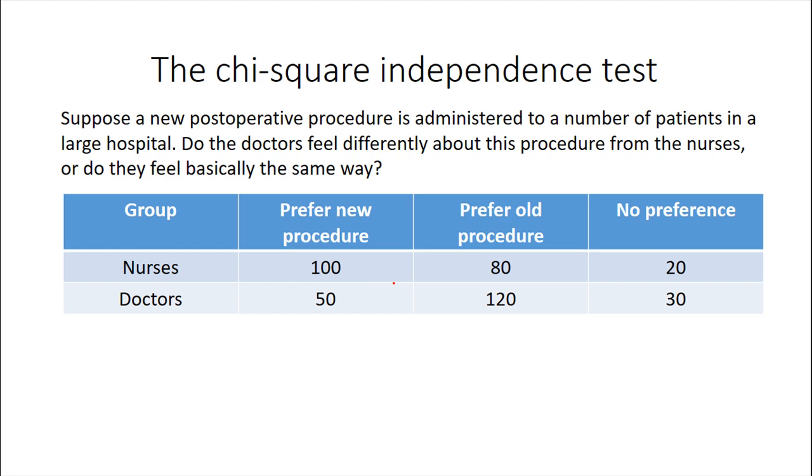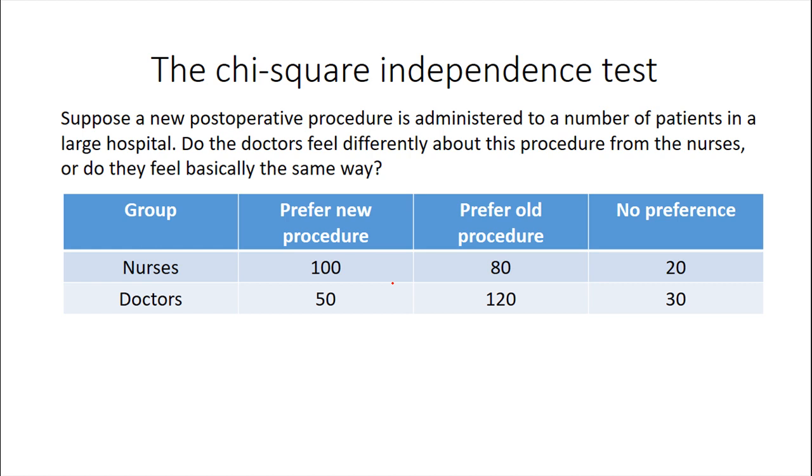This is one example. Suppose a new post-operative procedure is administered to a number of patients in a large hospital. Do doctors feel differently about the procedure from the nurses, or do they feel basically the same way? So that is the question. Now we have one set of data. There are two groups, nurses and doctors, and we have three preferences: either prefer the new procedure or the old procedure, or maybe there's no preference from nurses or doctors.